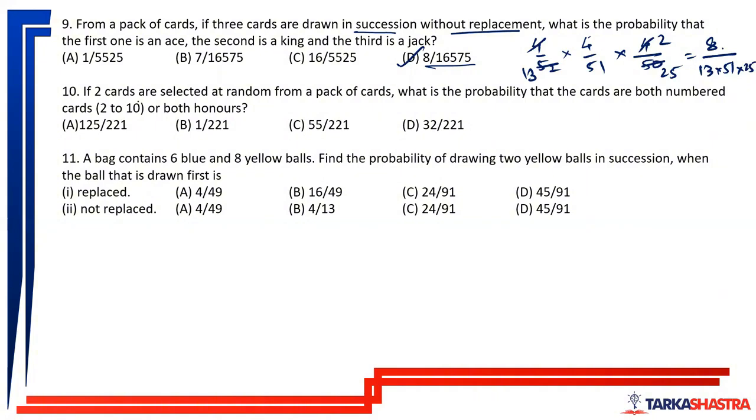Next, if 2 cards are selected at random from a pack of cards, what is the probability that the cards are both numbered cards or both honor cards? So numbered cards are 9 into 4, total 36 numbered cards, and honor cards are 4 into 4, total 16 honor cards. Okay, understand this thing. Now, why are there 16 honor cards?